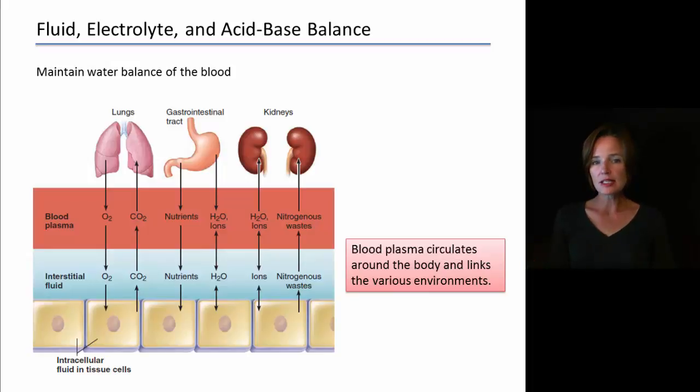So the blood plasma itself is going to circulate around the body. It's going to link up a number of different systems. And again, here we're just looking at 3 of them because we've got the respiratory system, the digestive system, and then also the urinary system. So the blood itself is going to link up these various systems that we have. So substances from these different systems are going to pass into the blood. They can pass through the interstitial fluid and they can pass into the different cells of our body.